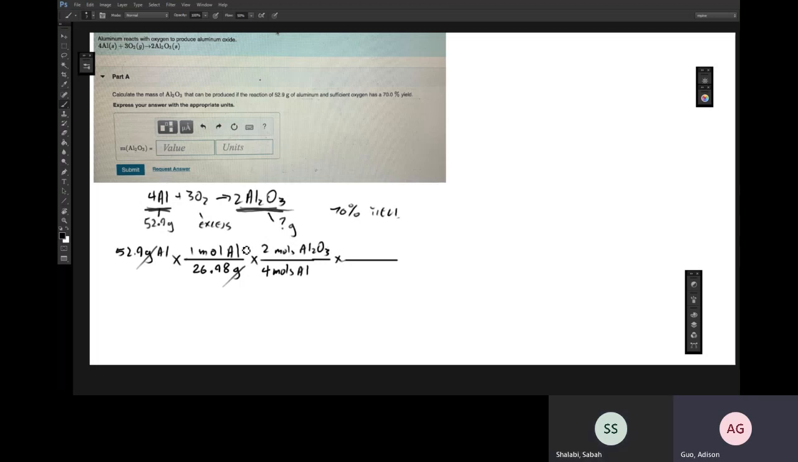So after this, moles of aluminum cancels out, and we're left with moles of aluminum oxide. But they want us to get the mass of aluminum oxide, so we're going to have to use the molar mass again to turn these moles into grams. So 1 mole of aluminum oxide is going to be 26.98 times 2 plus 16 times 3. Let's see, what is that? So it should be 101.96 grams.